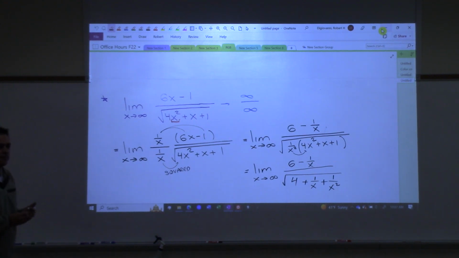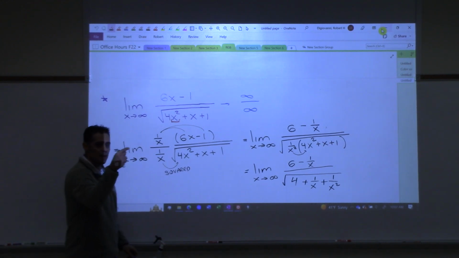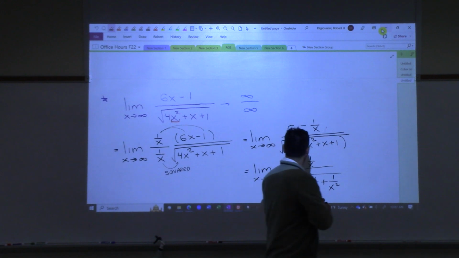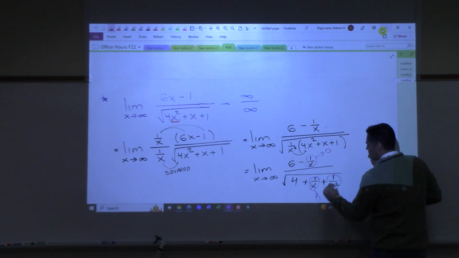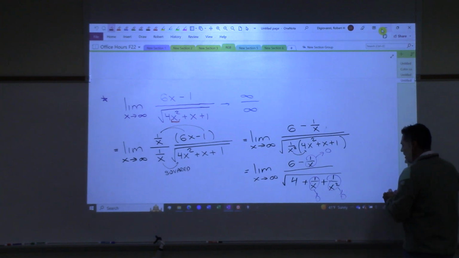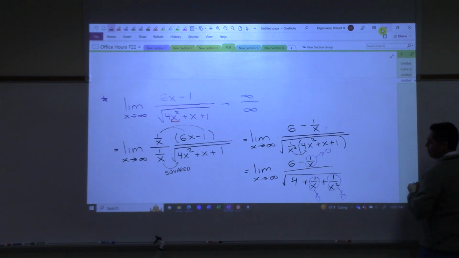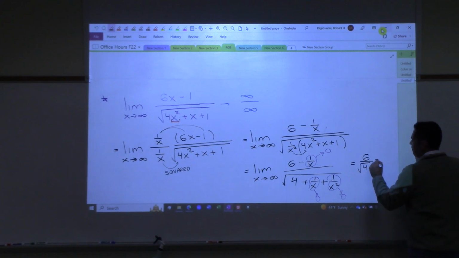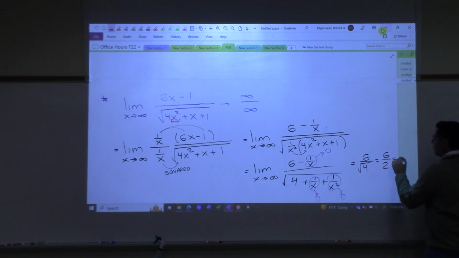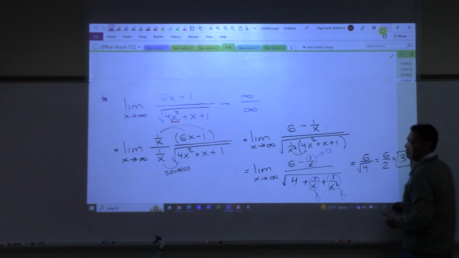All right, you see it? Now, let's just let x go to infinity. Anything that has a number over x should go to 0. So that's going to go to 0. That's going to go to 0. That's going to go to 0. And so what's left up top? 6. And on the bottom? Square root of 4, but the square root of 4 is 2, so your answer is 3.